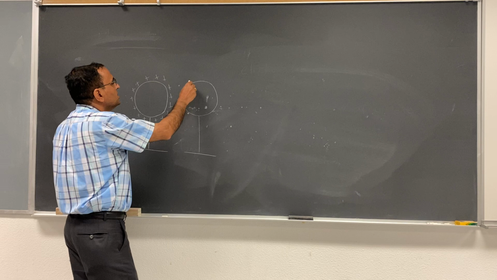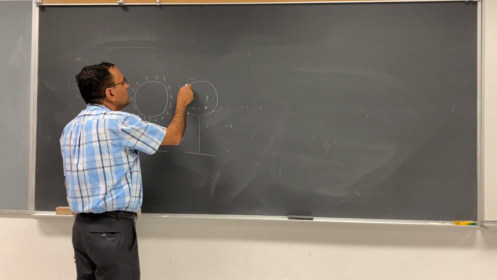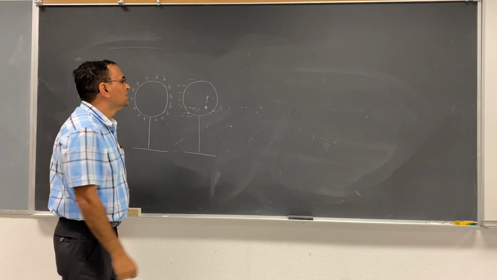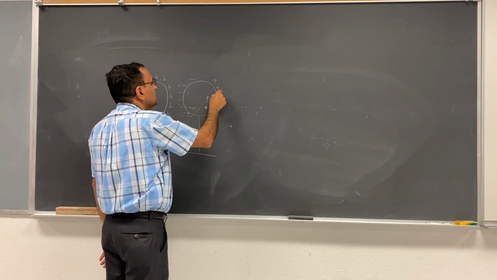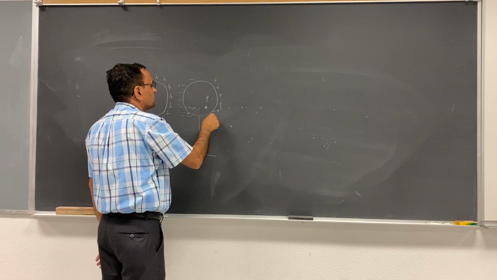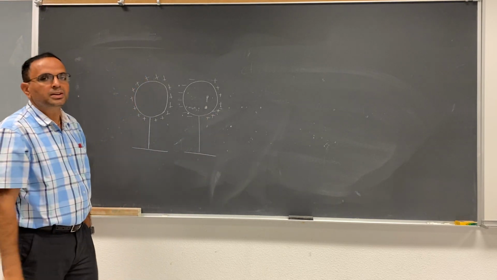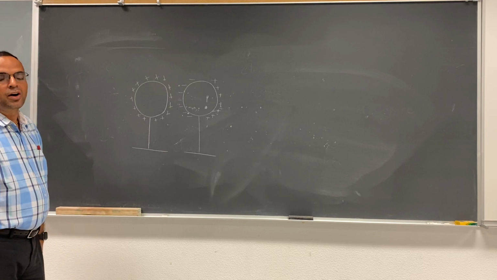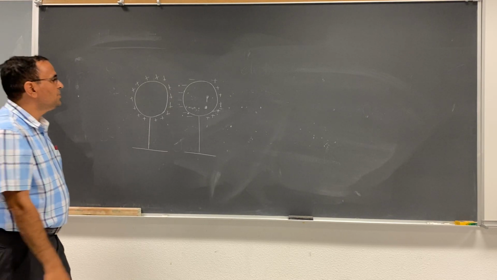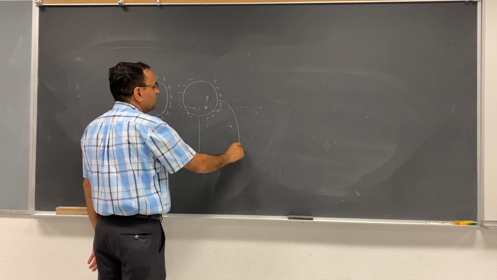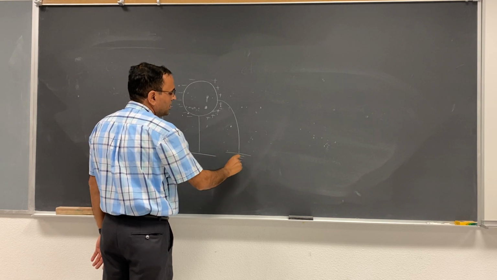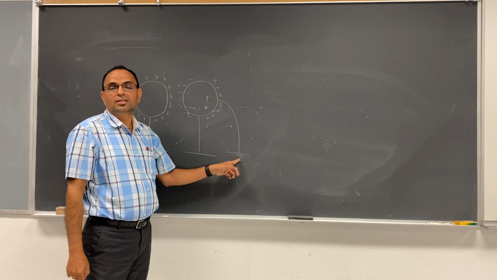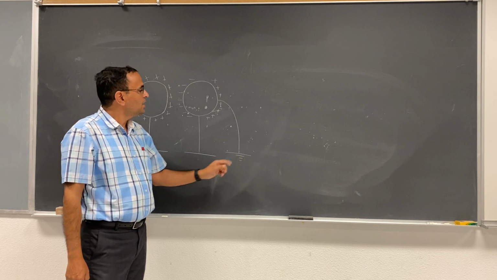In this case, what happens is this end becomes negatively charged, and this end becomes positively charged. Okay, so this is the electrostatic induction. If you connect this to the ground, what happens then? This is what we call earthing, or grounding. If you connect this end to the earth, what happens in this case?